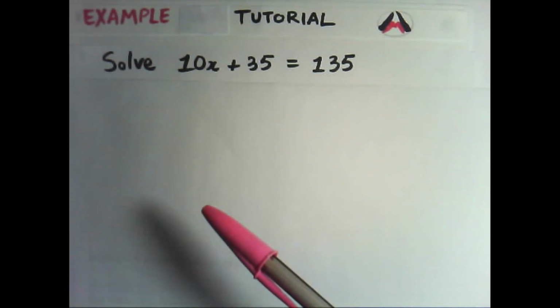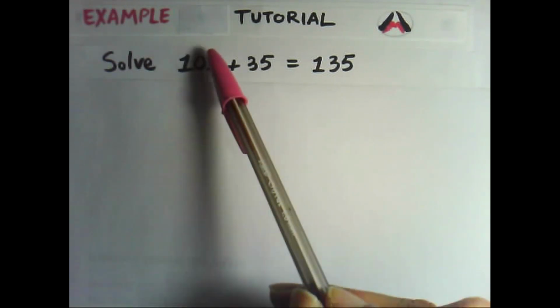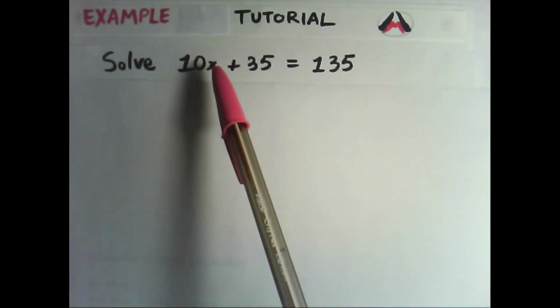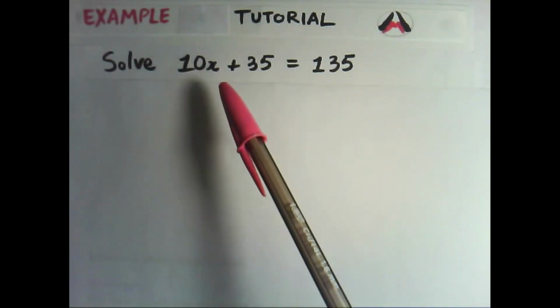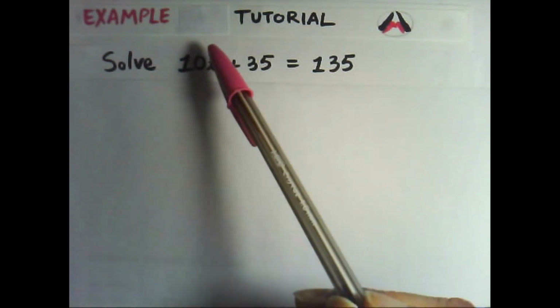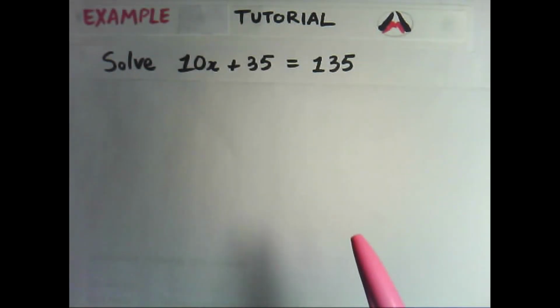Now, if we were going to try to solve this equation, one thing that we could do is see that there is a plus 35 there, and at the end of the day, what we want to do is try to get x by itself, or make x the subject of the equation. So one thing that we could do is subtract 35 from both sides.